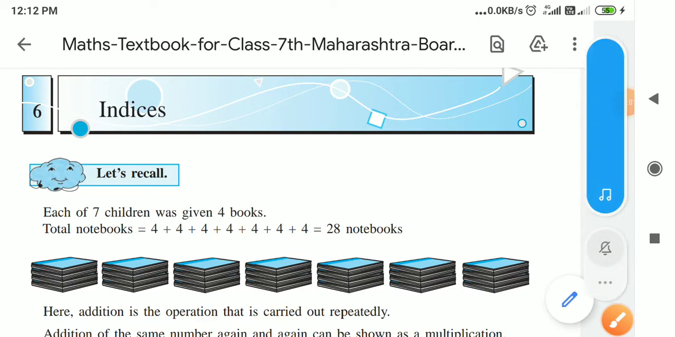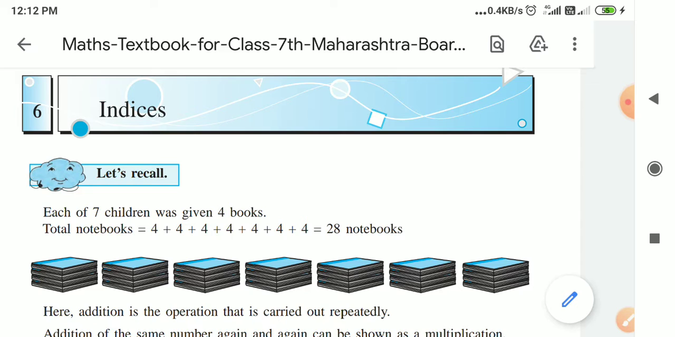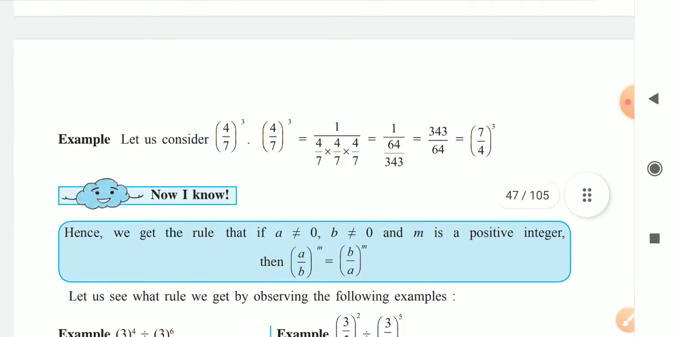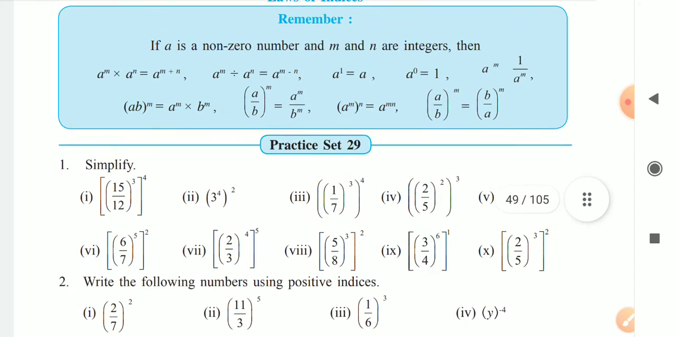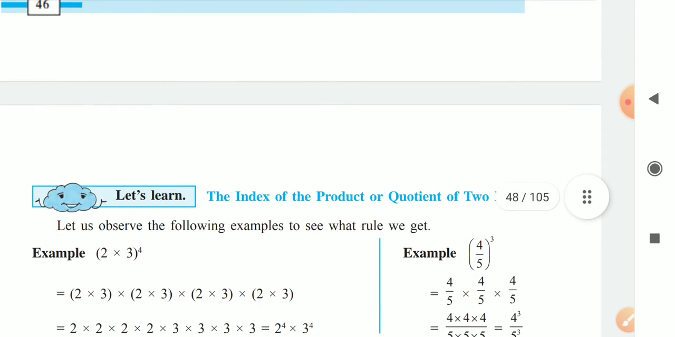Hello children. Today we will see the next part of the lesson, lesson 6, that is indices. And in this lesson we have to understand how to find out the value. I taught you before, but we will understand it step by step, how it is given in our textbook.